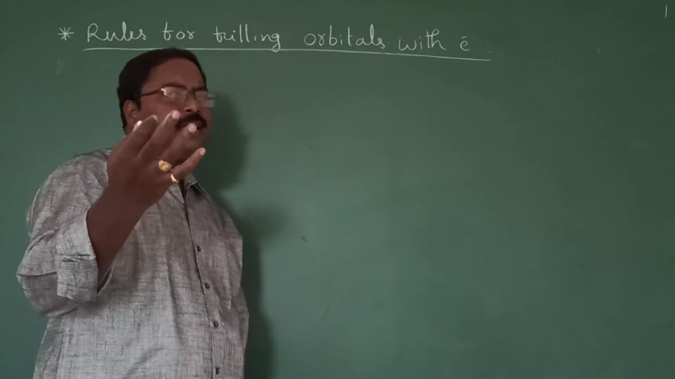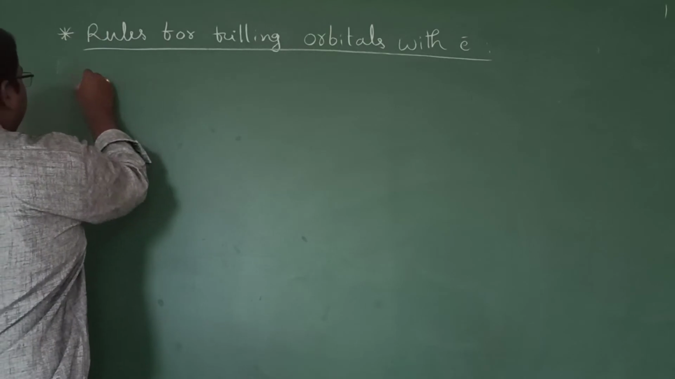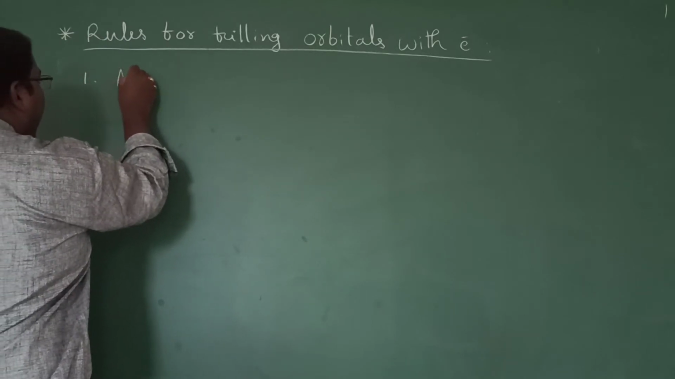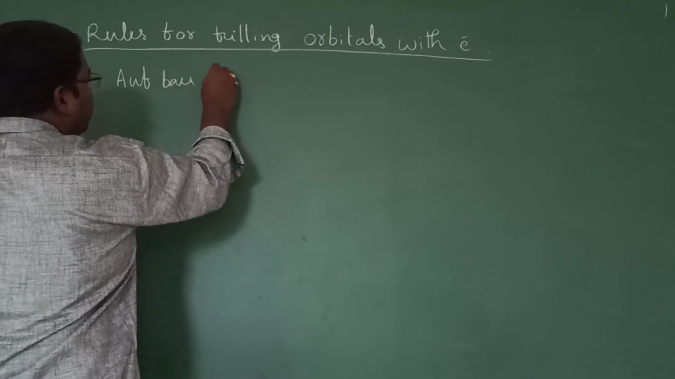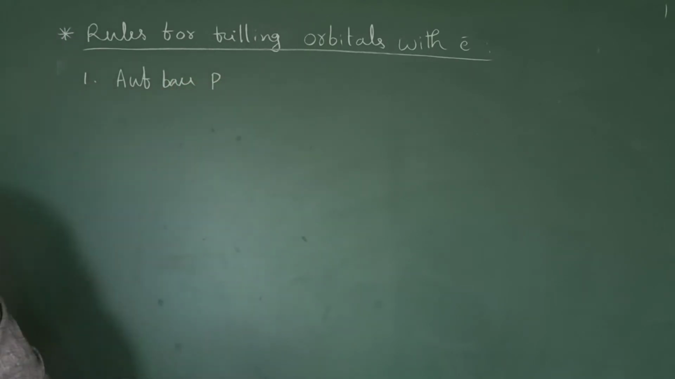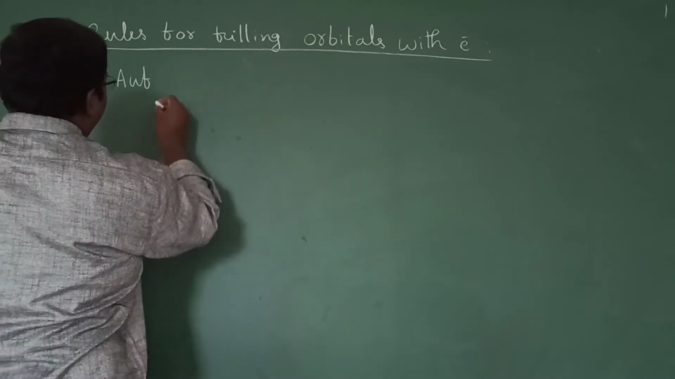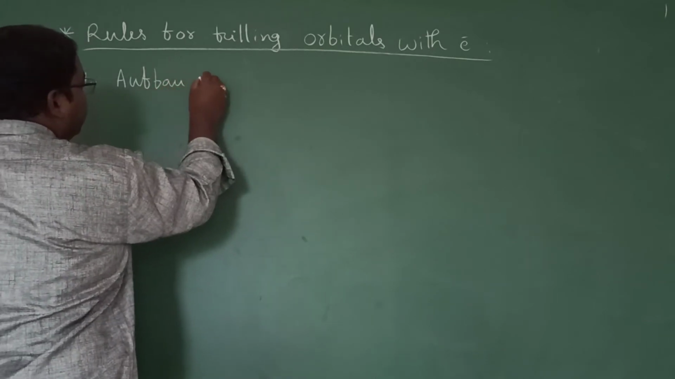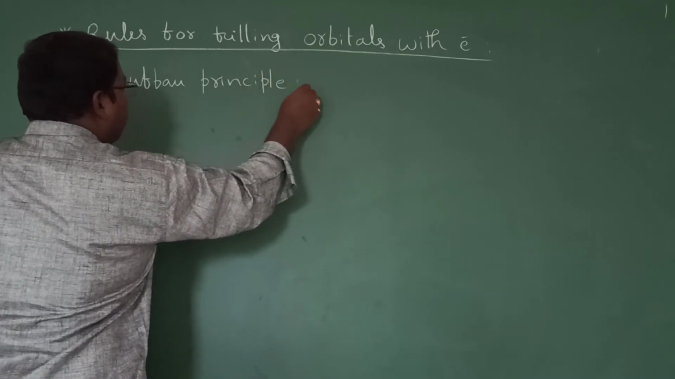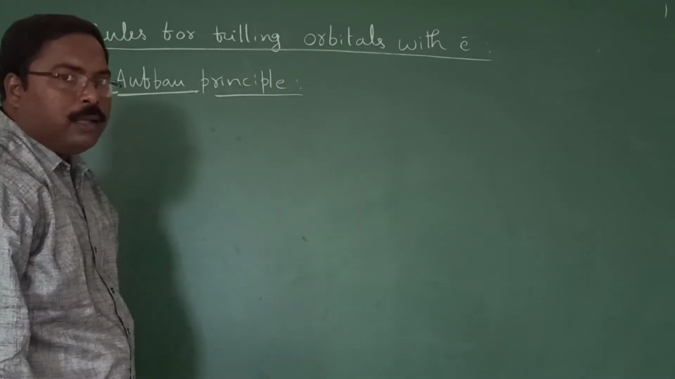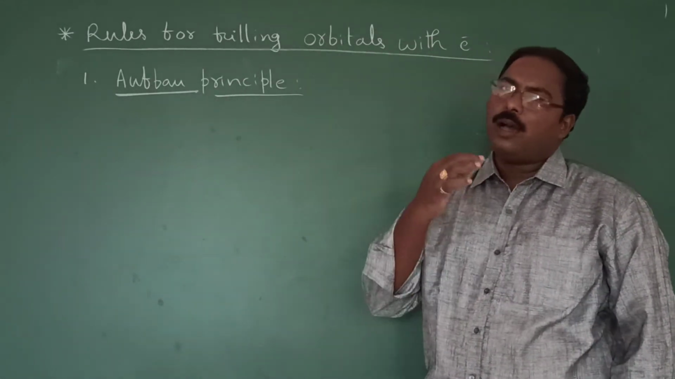There are mainly three rules. Now coming to the first rule, maybe some of you in the lower classes may have an idea about this rule: the Aufbau principle. The first and basic rule to fill the orbitals is the Aufbau principle. This is the basic rule to be followed while filling the orbitals.